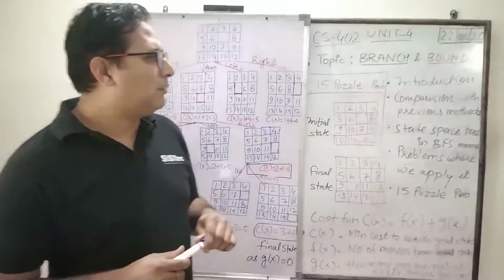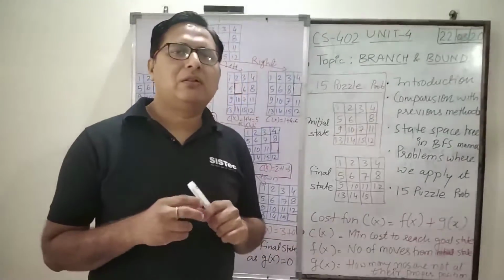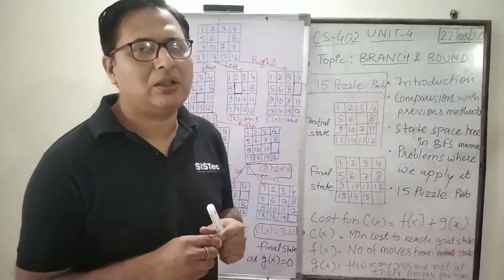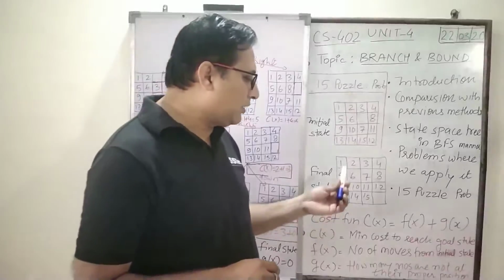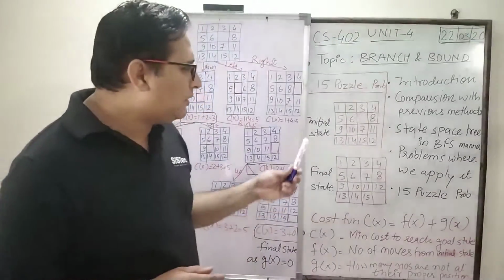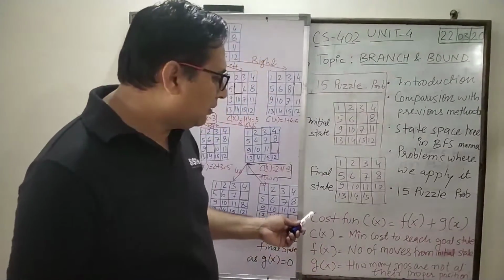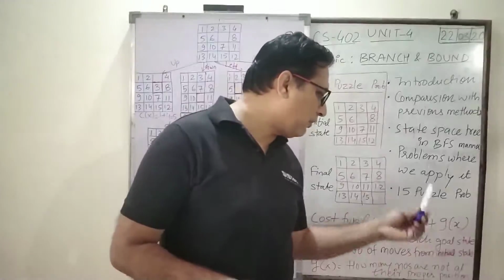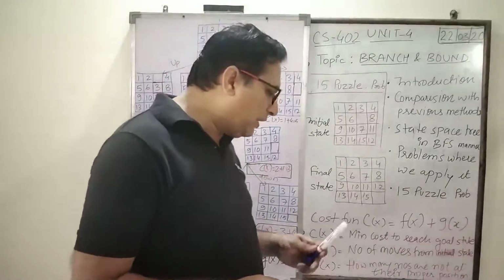As I have told, branch and bound uses the concept of bounding values so that it will be able to reduce some of the solutions which are not giving us optimal values. So we will use a cost function. For every problem, the cost function will be different. So we will consider the 15 puzzle problem. Our cost function will be C of x equals g of x plus f of x. We have defined this f of x and g of x. Actually, we are calculating this cost.